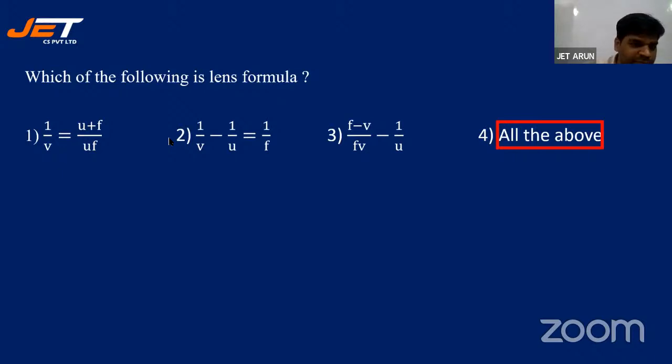Is it okay, Hansika? All right. There's a typo in the third one, students. There's supposed to be an equal to sign between f minus v by fv and minus 1 by u. Right. Let's go for the next one.